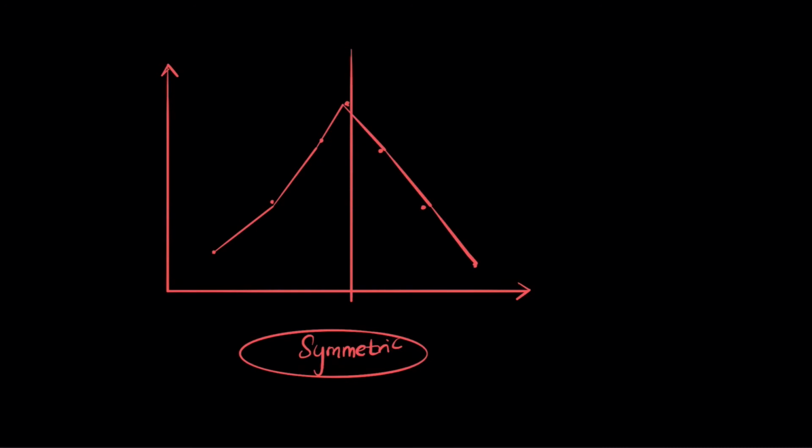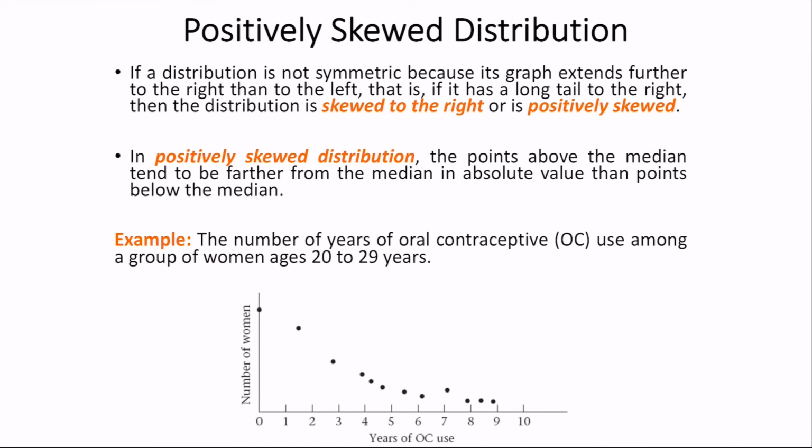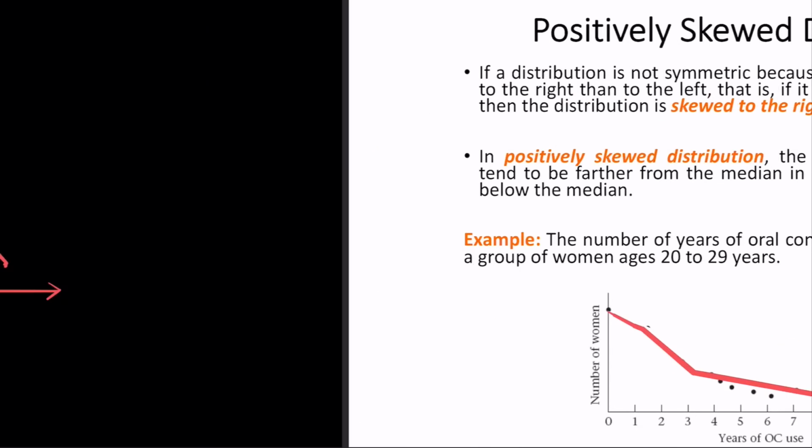So what happens if you have an asymmetric distribution? For example, if you have data that looks somewhat like this, where the data is only leaning to one side of the graph, we can call this an asymmetric distribution. Now, asymmetric distributions are a special case of data distributions.